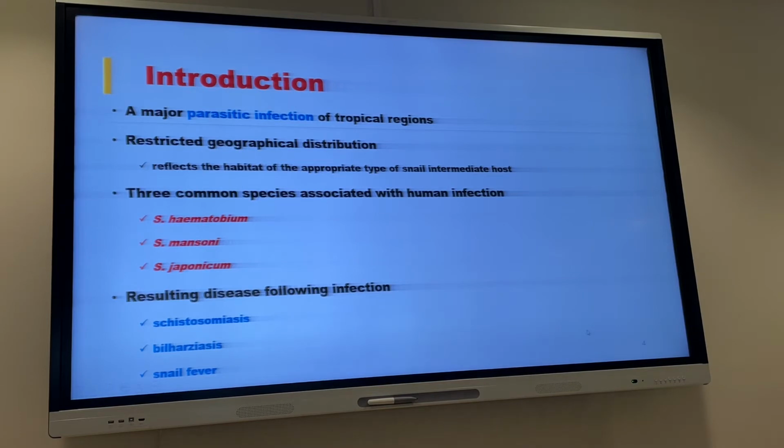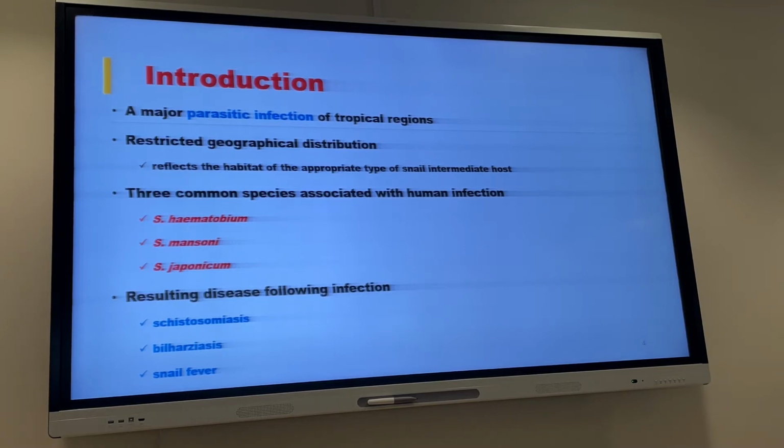As I stated earlier, schistosomiasis is the third most significant parasitic infection of public health significance. It has a major impact in the tropical and subtropical regions of the world. And the reason is because the snail intermediate host needs the appropriate temperature and moisture, which is present in this region to sustain its own life cycle. As a result, the infection is restricted to geographical areas.